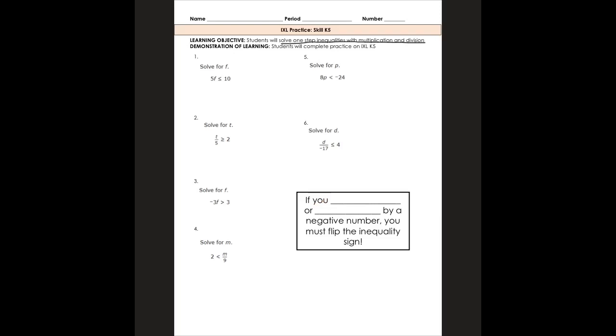If you multiply or divide by a negative number, you must flip the inequality sign. And we'll see how that works whenever we are doing these practice problems. This is the only thing that is different about solving whenever you're doing inequalities.